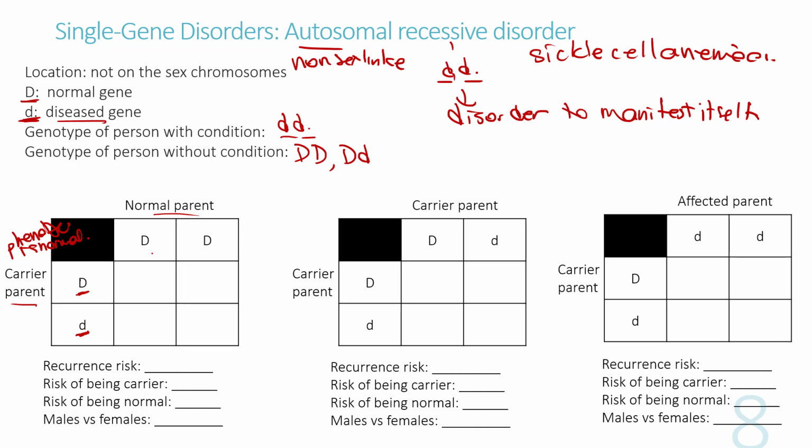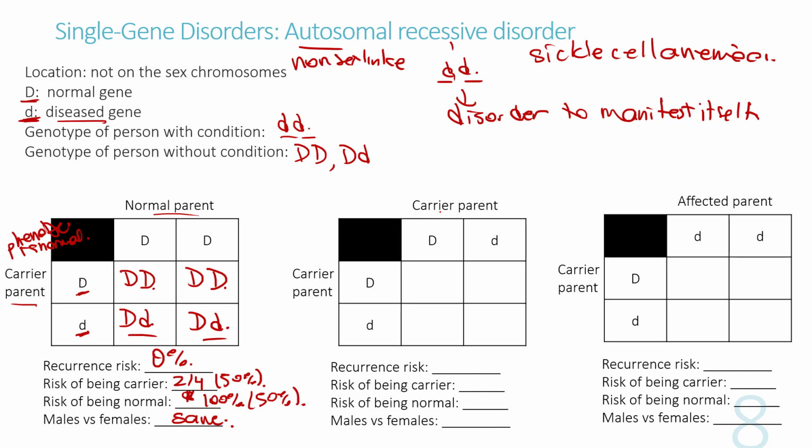So you've got a normal parent and a carrier parent. So you do this. All right, so you have a normal parent, a carrier parent, recurrence risk 0, risk of being a carrier 2 out of 4, so 50%. Risk of being phenotypically normal would be 100%, right? Or if you have a normal genotype, would be 50%. Males and females, same.